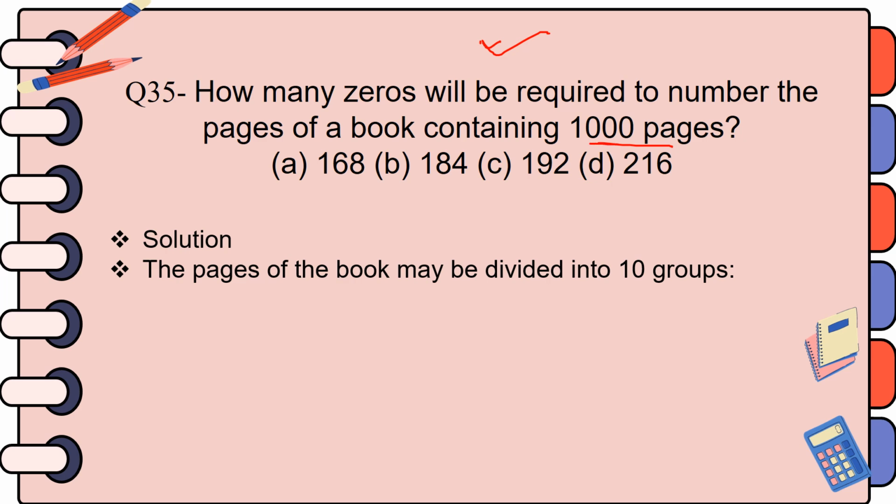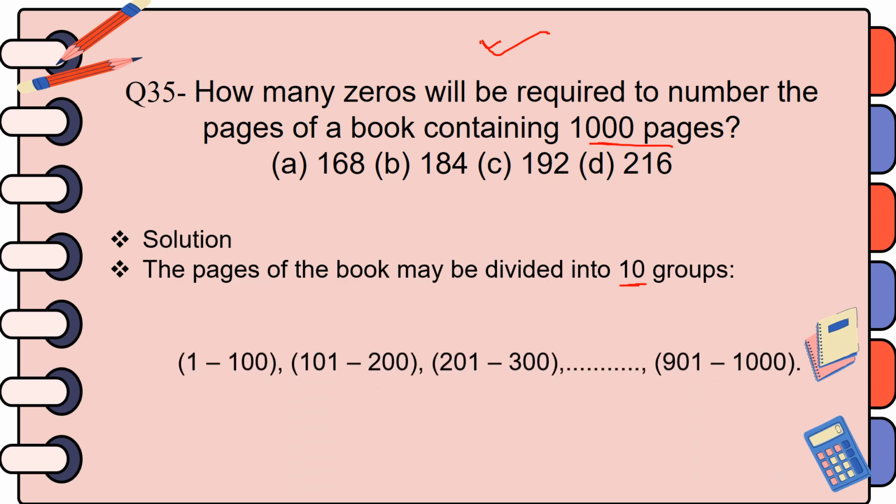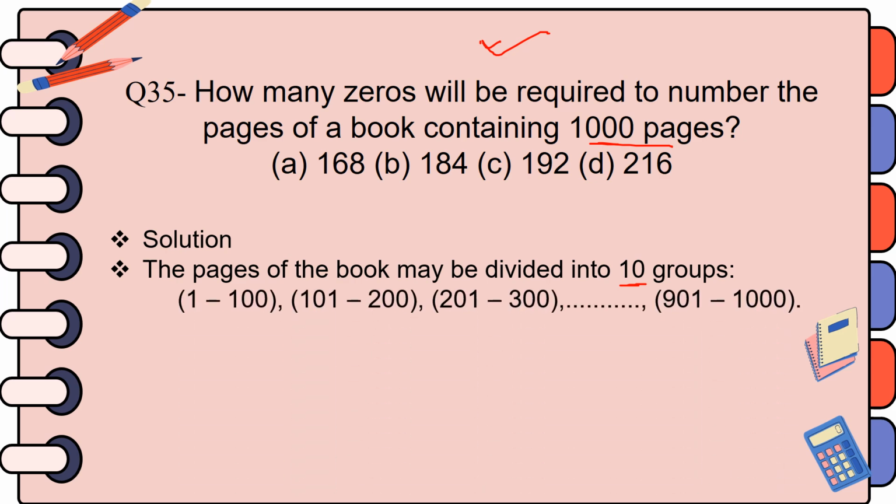Now the pages of the book may be divided into 10 groups. Divide the pages of the book into 10 groups. The groups may be from 1 up to 100, from 101 to 200, 201 to 300, and so on up to 901 up to 1000. So you can divide the number of pages in 10 groups.